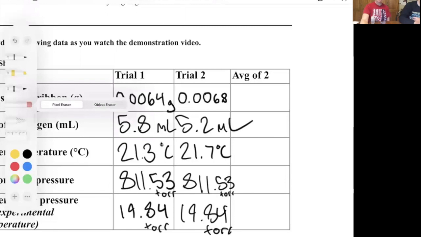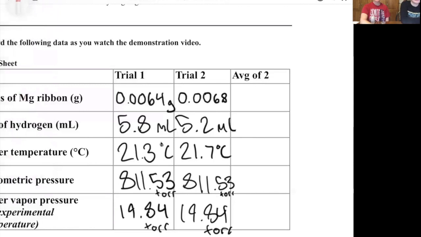We have completed a second trial, and as you can see, the mass of the ribbon was 0.0068 grams. The temperature was 21.7 degrees Celsius. The barometric pressure and the water vapor pressure remain the same. So now you can average your 2 trials together and base the rest of your calculations on that average.